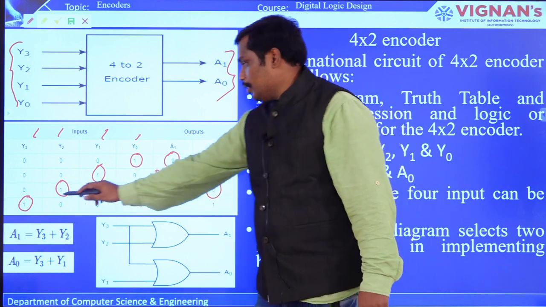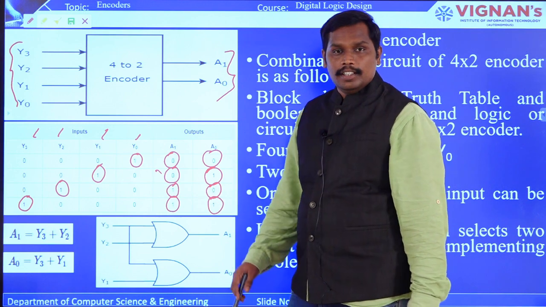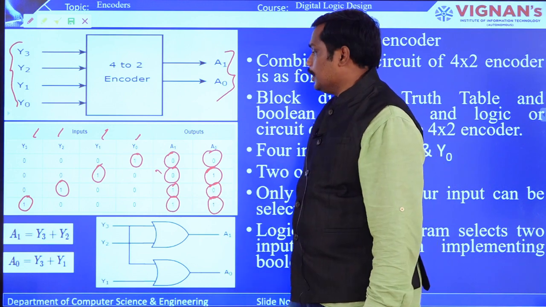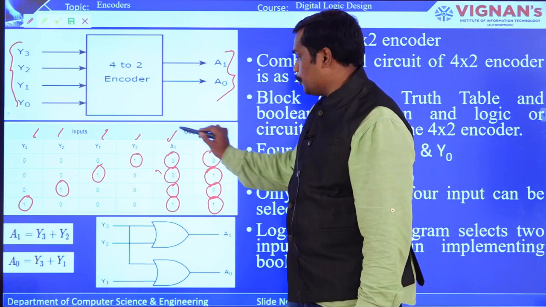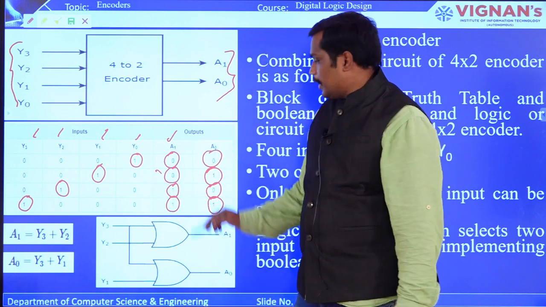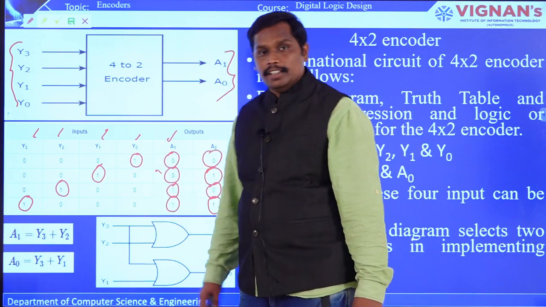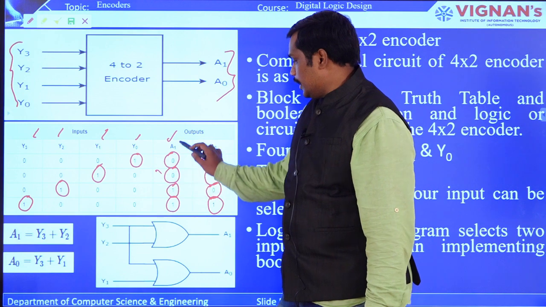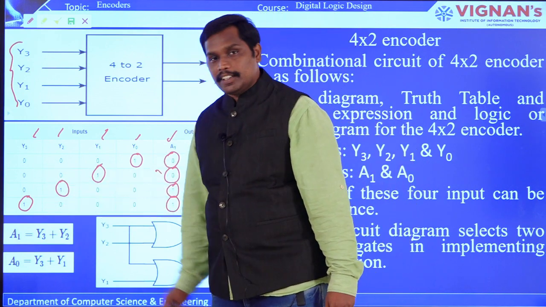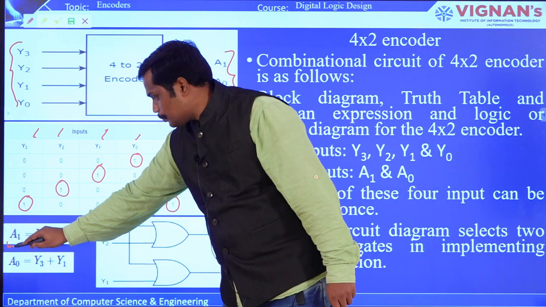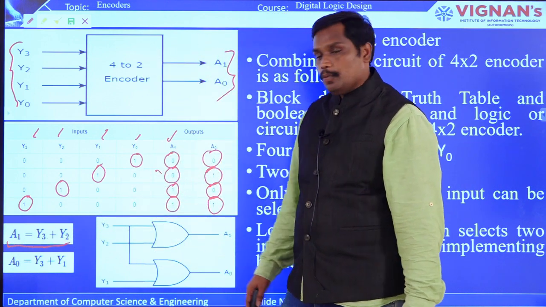So, at a time, based on the input constraints, you are going to get the possible outputs, right? 2-bit output. Now you can see, for example, if you want a Boolean expression for A1, wherever there is 1, those particular inputs are added. In A1, which is 1 here, you can see Y2 is active as well as Y3. That is the reason you express the Boolean function as A1 is equal to Y3 plus Y2.